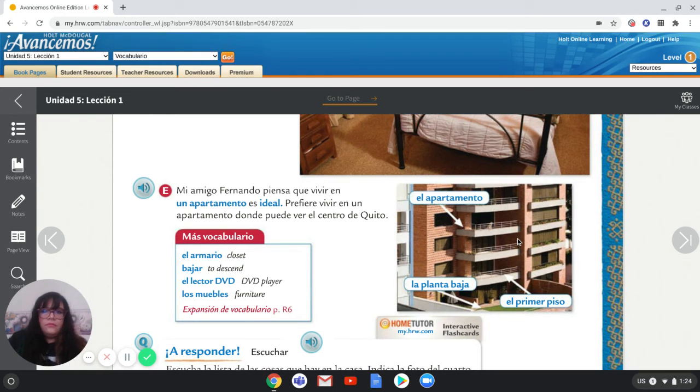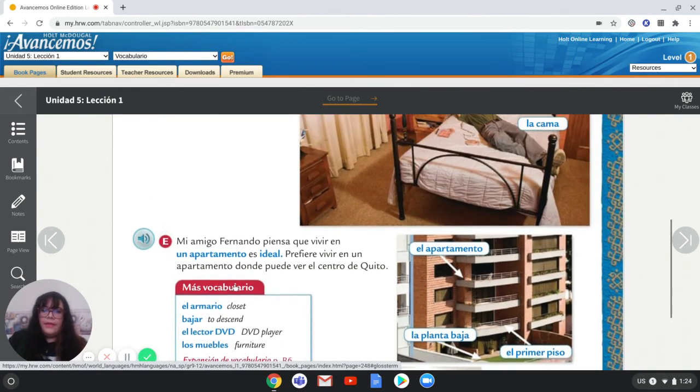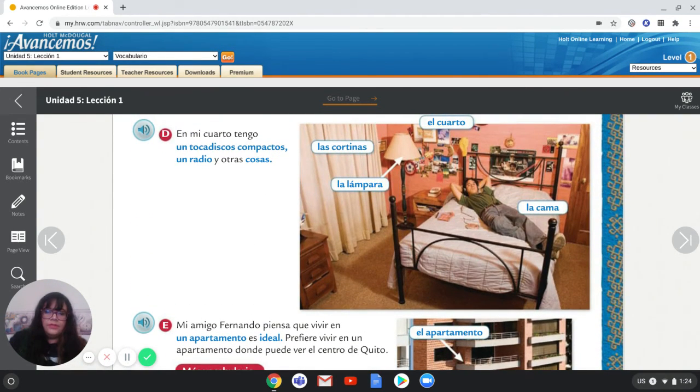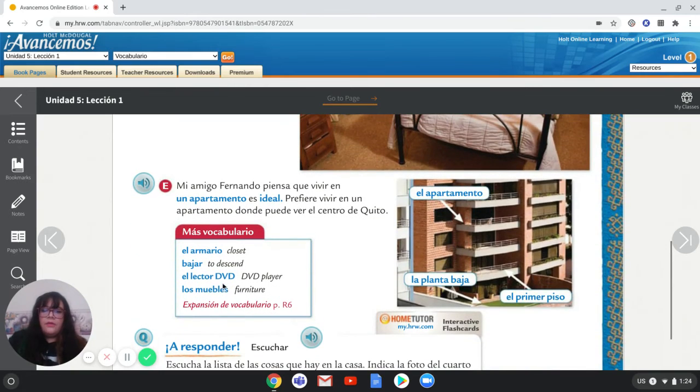So, extra words that we're going to be using. We already said armario. Bajar is the opposite of subir, so to go down. So, after Manuel sube, after he goes up las escaleras, he has to bajar las escaleras as well. I don't think we had this one in his little video, or in this picture. No. Either way, we have un lector DVD player, and muebles just mean furniture.